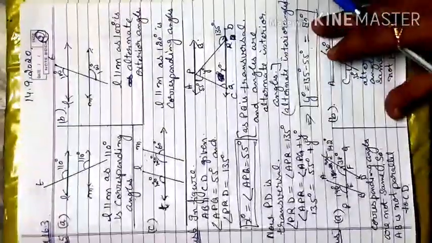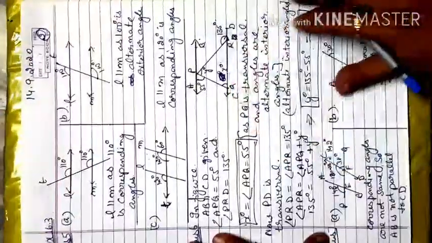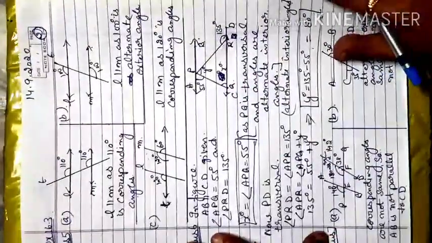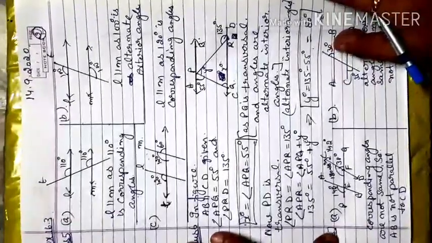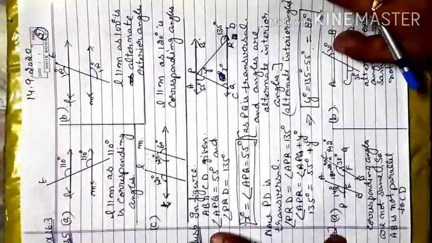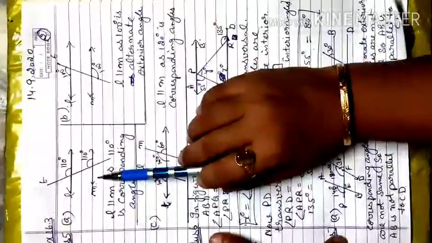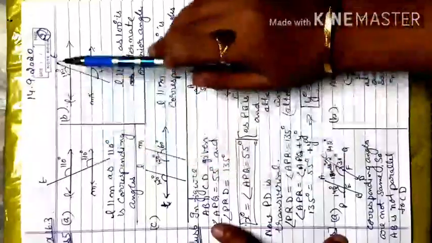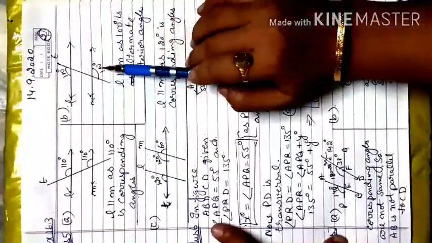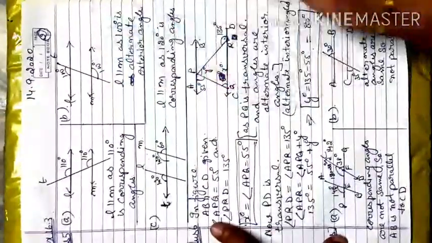Now question number 5: here you have to identify if L is parallel to M, and you have to give the reason why L is parallel to M. In this condition, L is parallel to M because these two corresponding angles are equal to each other, and here the alternate exterior angles are equal to each other. That means L and M are parallel.